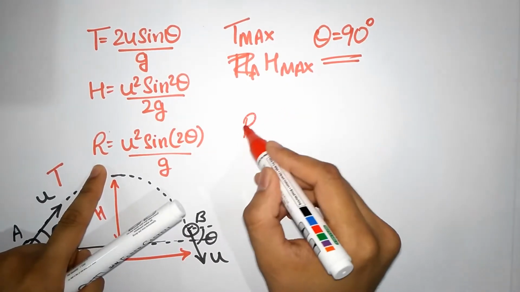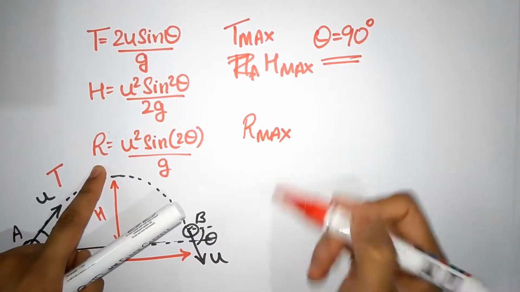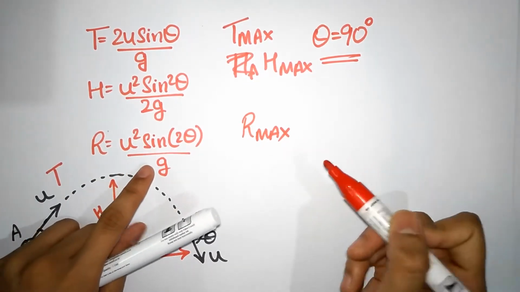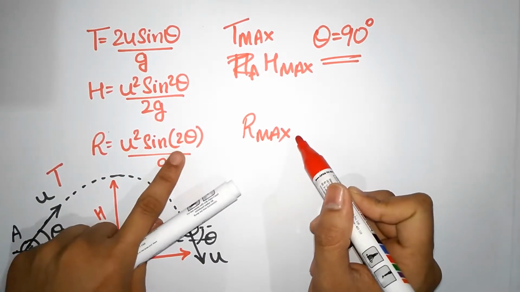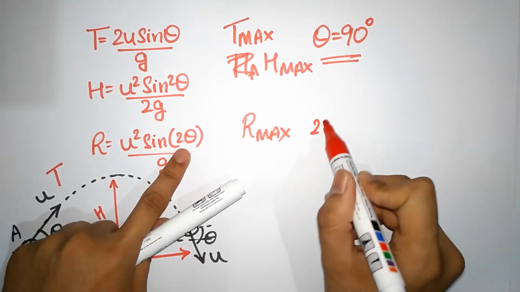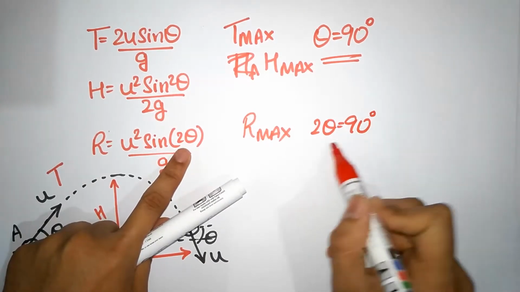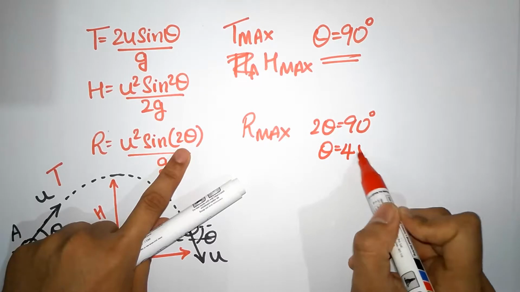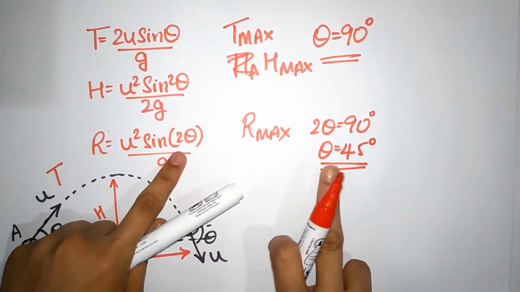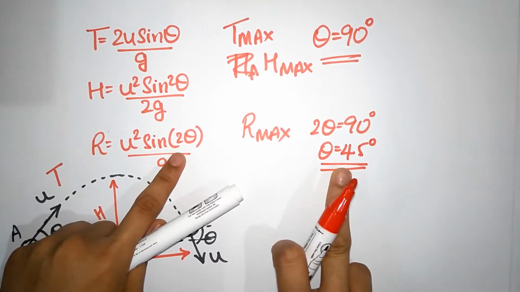But when do you get the range to be maximum? This is also quite important and quite famous, and I'm pretty sure you know about it. Well, we need 2 theta to be 90. So we want theta to be 45 degrees. 45 degrees is where you always get the maximum range.